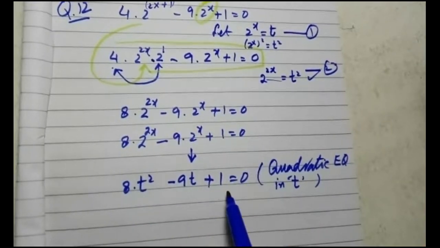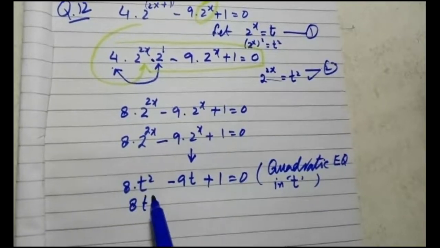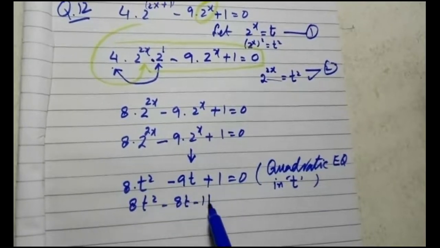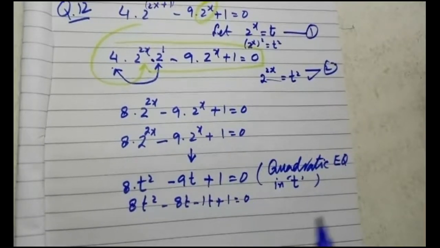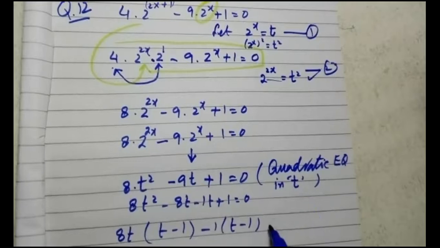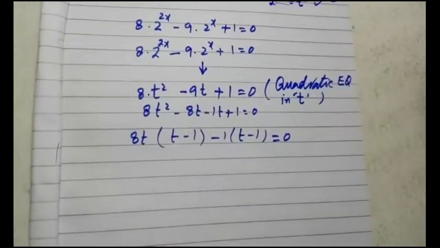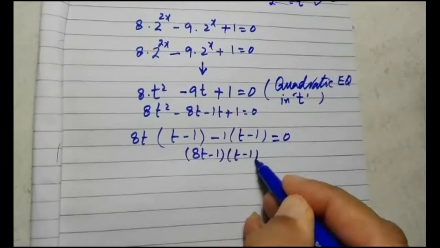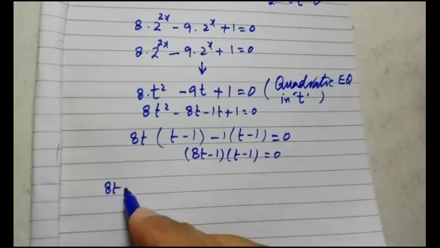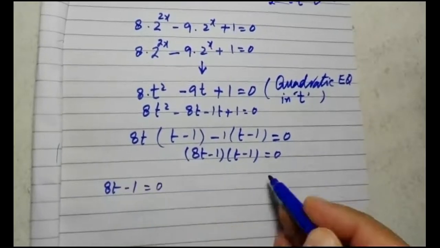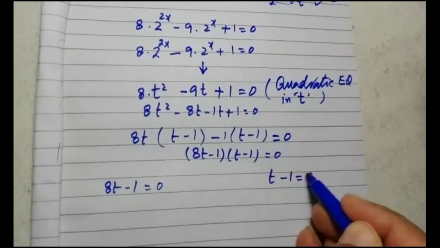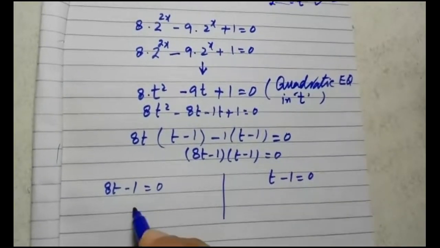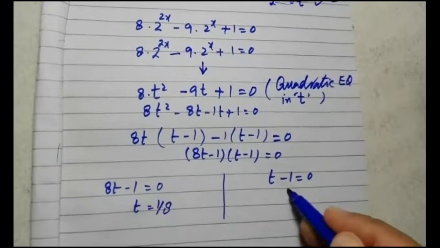8t square minus 9t plus 1 is there. So I will go for mid-term breaking, and this is easily done by two factors: 8t minus t minus 1 minus 1t, t minus 1 equals 0. The two factors will be 8t minus 1 and t minus 1 equals 0. So we will get 8t minus 1 equals 0, and t minus 1 equals 0. So t will become equal to 1 by 8, and t will become equal to 1.